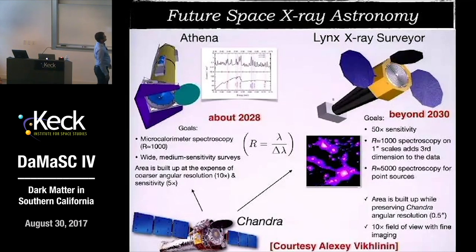In the future, looking further, it's going to be 2028, 2030, where we would have Athena and something like Lynx X-ray Surveyor, which are two different ways of going from the current Chandra telescope: either getting microcalorimeter spectroscopy with a wide and medium sensitivity survey type telescope, or this, which would be 50 times the sensitivity of Chandra with a smaller field of view, but with R1000 spectroscopy at 1 arcsecond scales, which, if it's dark matter, you would start doing dark matter astronomy, which is kind of cool.